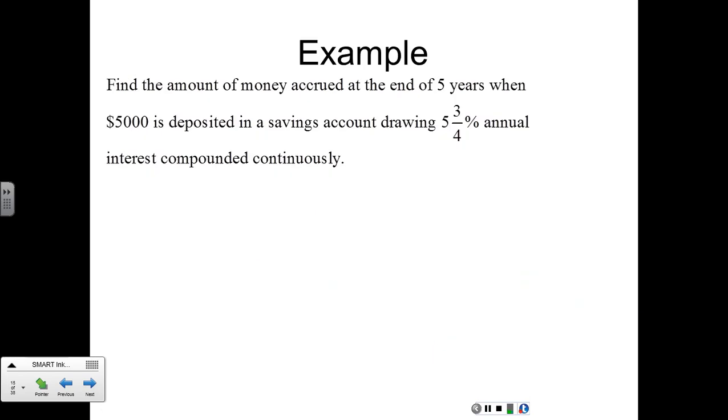Find the amount of money accrued at the end of 5 years when $5,000 is deposited in a savings account drawing 5 3/4% annual interest compounded continuously. So the amount, what is your principal? $5,000. E to the, what was your interest rate? How do we need to put that? 5 3/4. What's another way we could talk about that?